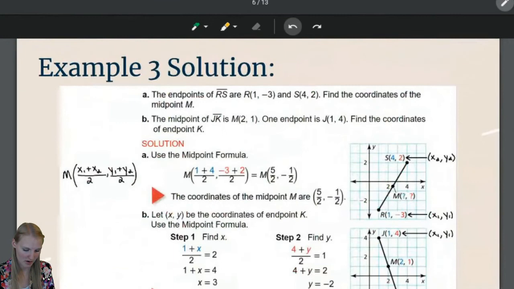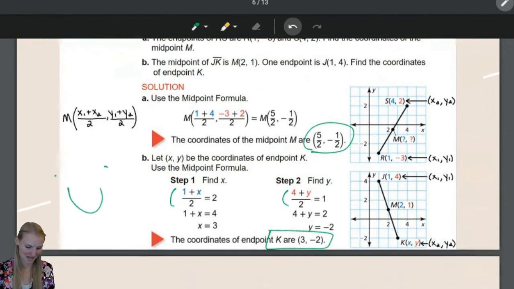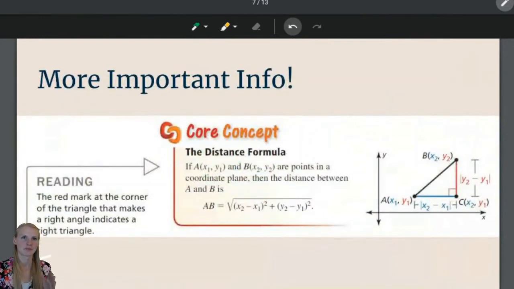Okay, let's check our answer. Midpoint, or excuse me, 5 halves, negative half. And yeah, coordinates of K are 3, negative 2. Beautiful. And they set it up just like we did. Perfect. Okay, now, that's all we're going to talk about the midpoint formula.